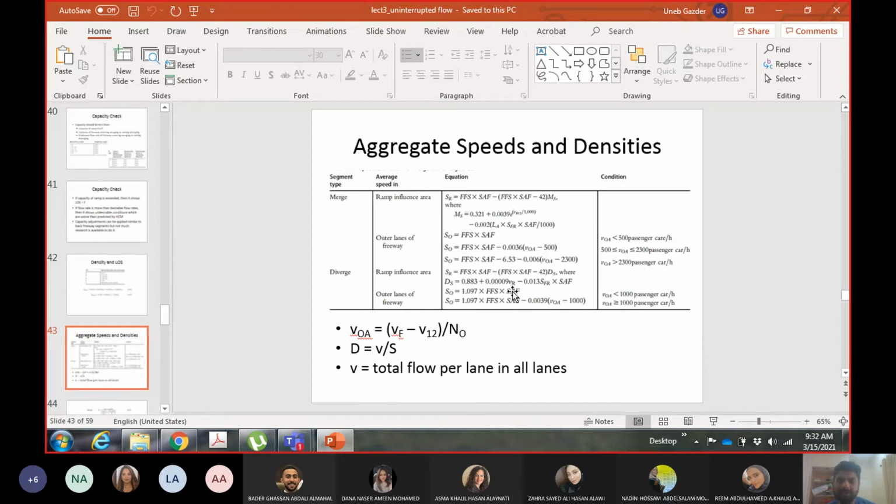If any of these conditions is given, you go back and calculate the speed adjustment factor from the basic freeway segment. If none of them is given, the speed adjustment factor in this case is 1. So first of all I will calculate S0.